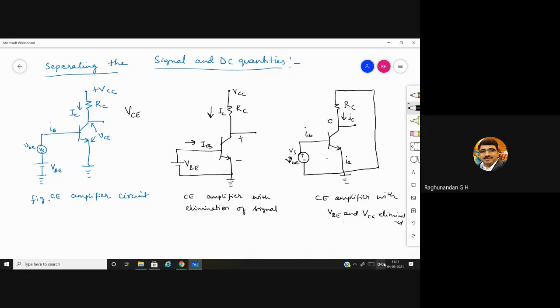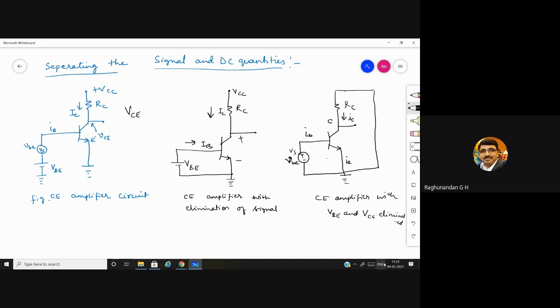In the second circuit, we are removing the AC signal, and we are just retaining the DC signal. In the third circuit, we are eliminating the DC signals. That means here we are having VBE as well as VCC, both are getting eliminated, and we are just using the AC signal. So this is how the separation of signal and DC quantities takes place.